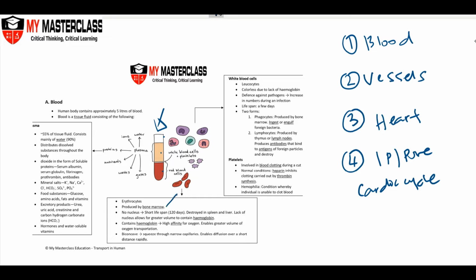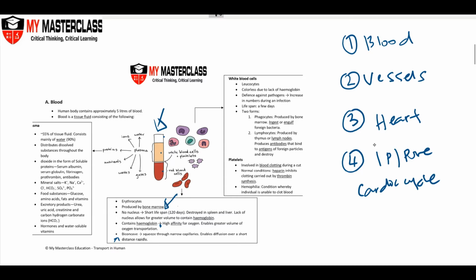Red blood cells are produced by your bone marrow. If you recall the characteristics that you learned about red blood cells in your earlier days, you will realize that it doesn't have a nucleus. Due to the lack of the nucleus, it has a very short lifespan of only 120 days. It also contains hemoglobin, which allows it to bind to oxygen at very high affinity, which will then travel throughout your body system. And it being biconcave allows it to squeeze through your narrow capillaries to enter cells.